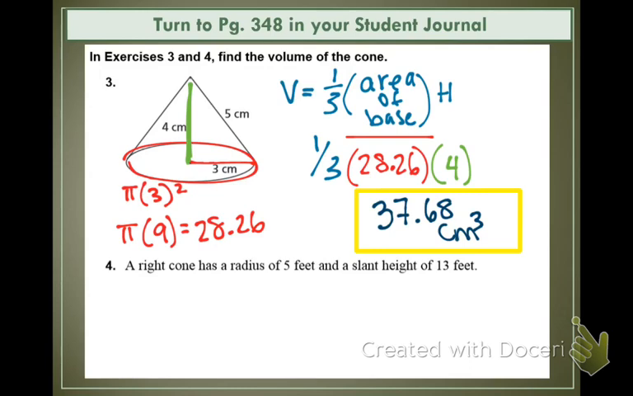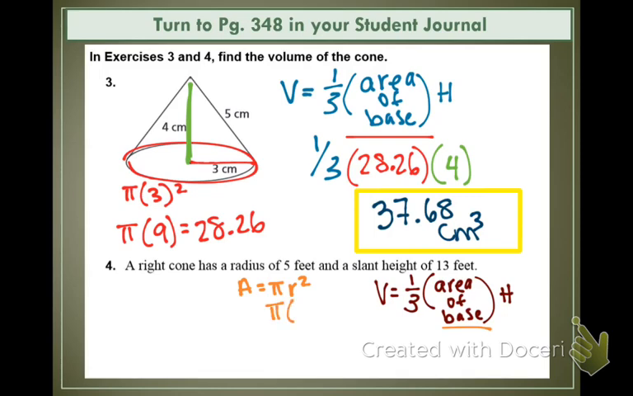Number 4, a right cone has a radius of 5 feet and a slanted height of 13 feet. So we're going to write the volume formula. 1/3 times the area of the base times the height. Can we find the area of the base? Yes. Area equals pi r squared. What is my radius? 5. 5 squared is 25 times pi is 78.5.